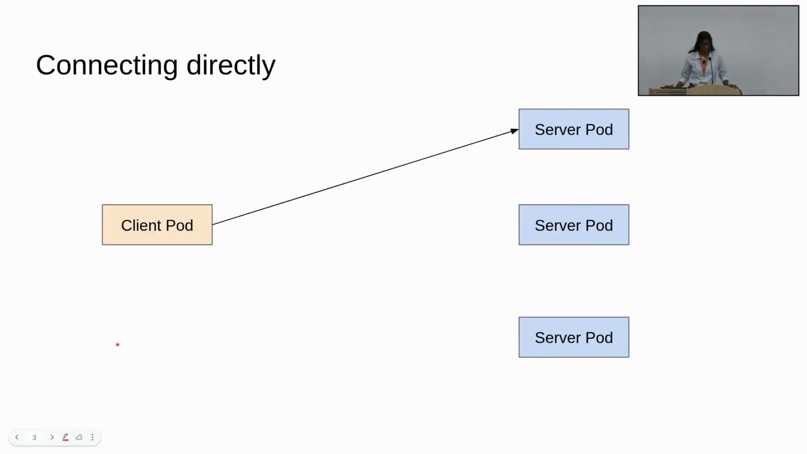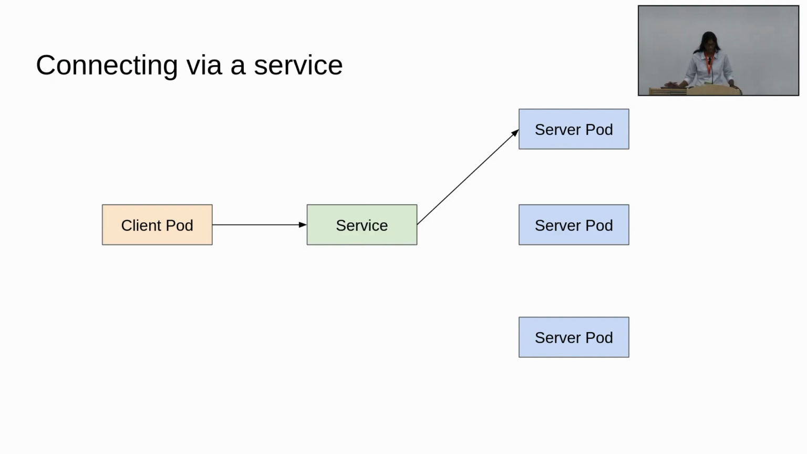Let's just see how services work. So just summarizing what I just said, a client could talk to a server directly. That's how, if you just refer to the pod IP, you can talk directly. And if you have a service, you can connect to the service instead, which will have a stable IP, and it will be able to do the handling of talking to the pod internally.